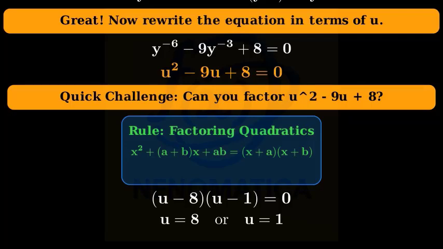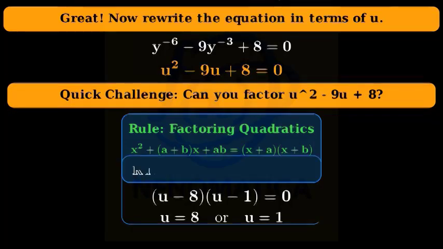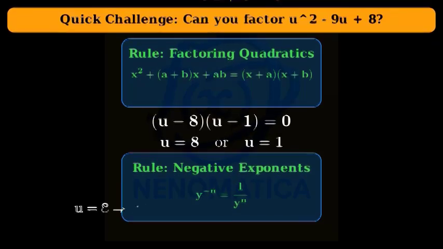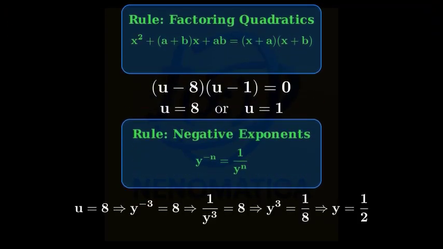Step 5. Back substitute to find y. We use the negative exponent rule. Case 1, u = 8. Then y^(-3) = 8. That is 1 over y³ equals 8. So y³ = 1/8 and y = 1/2.